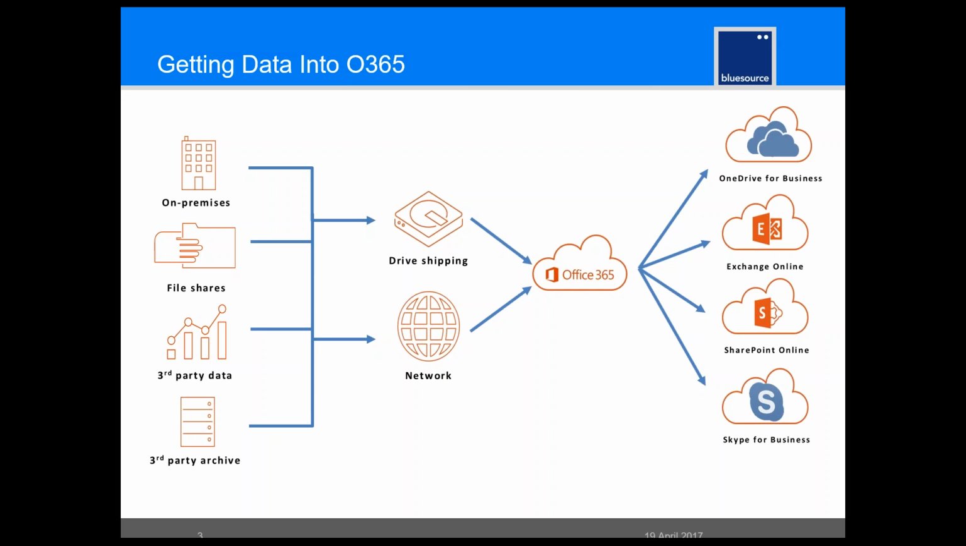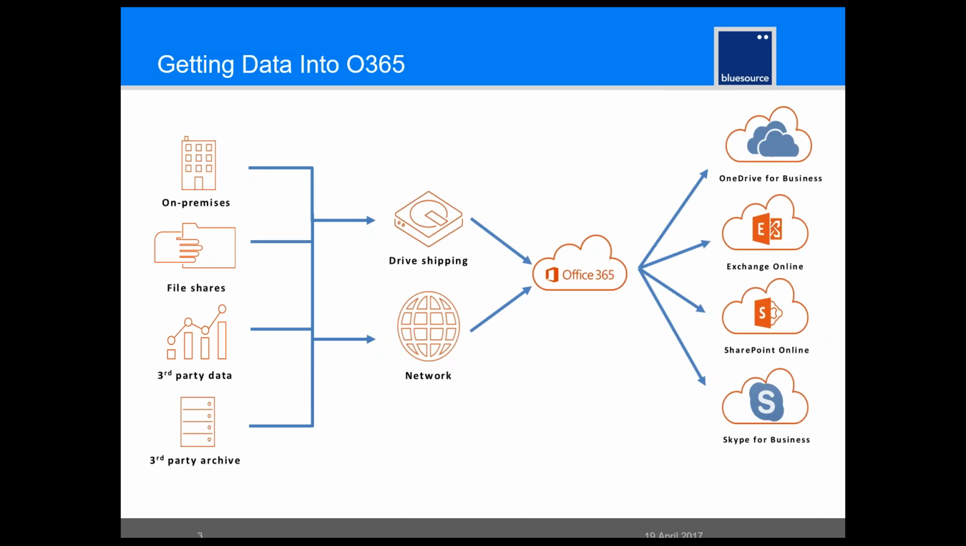So you'll notice that on the left side of the slide here, there are some sources of data. We've got some data on premises, file shares, third-party data, and possibly third-party archives as well. There are a couple of different methods for getting this data into Office 365. The first is just doing it over the internet, and there are many methods, and Bluesource performs lots of migrations from many different sources to Office 365, and so we do that over the network.